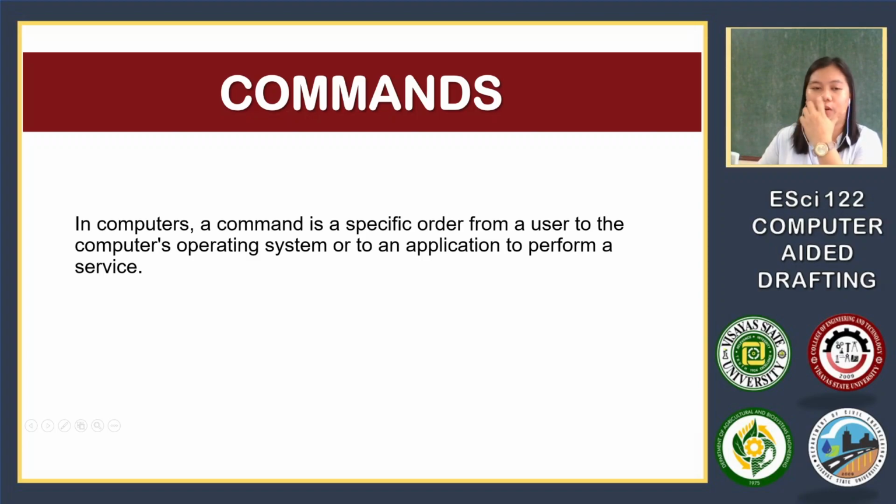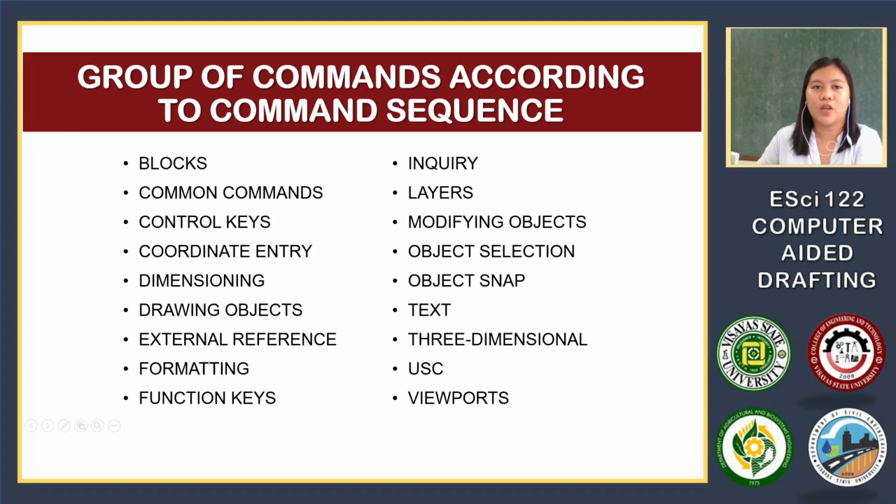In computers, a command is a specific order from a user to the computer's operating system or to an application to perform a service. The groups of commands according to command sequence are: blocks, common commands, control keys, coordinate entry, dimensioning, drawing objects, external reference, formatting, function keys, inquiry, layers, modifying objects, object selection, object snap, text, three-dimensional, and viewports. Don't worry that we have many commands, because we will discuss them one by one. Just stay tuned and look forward to the discussions.